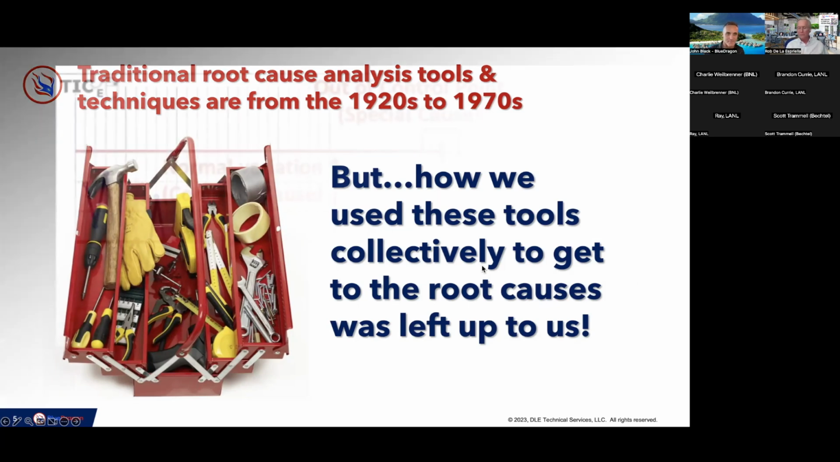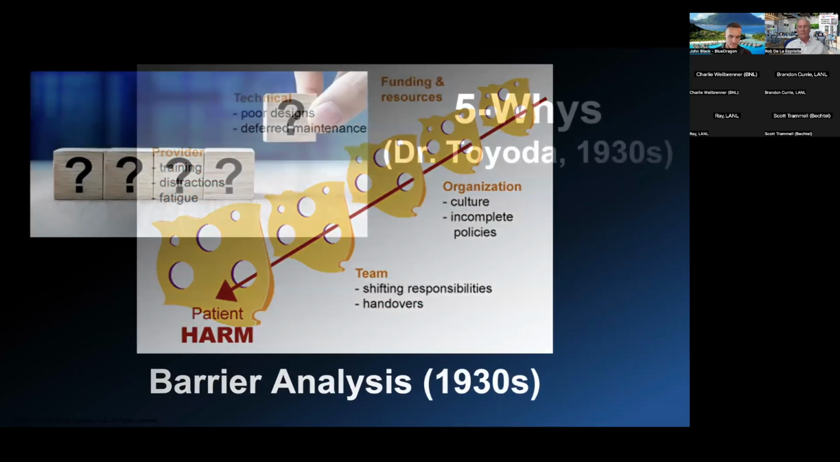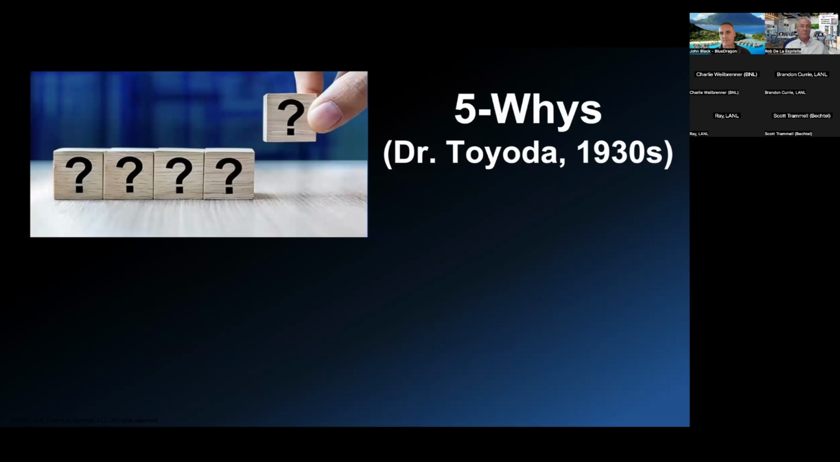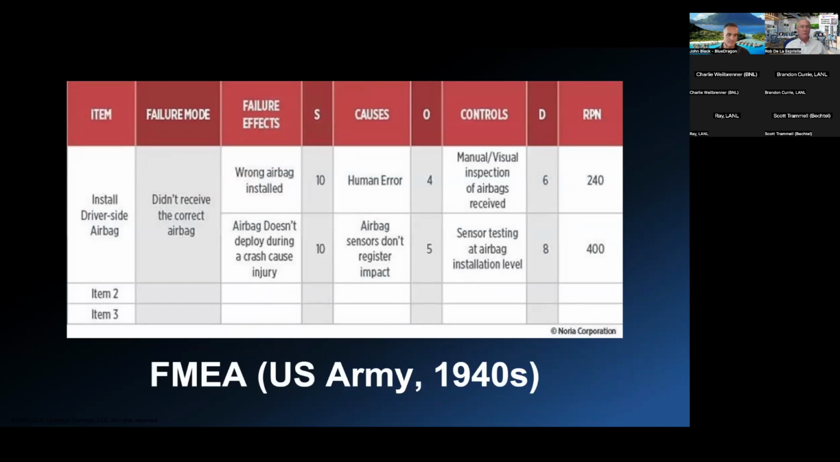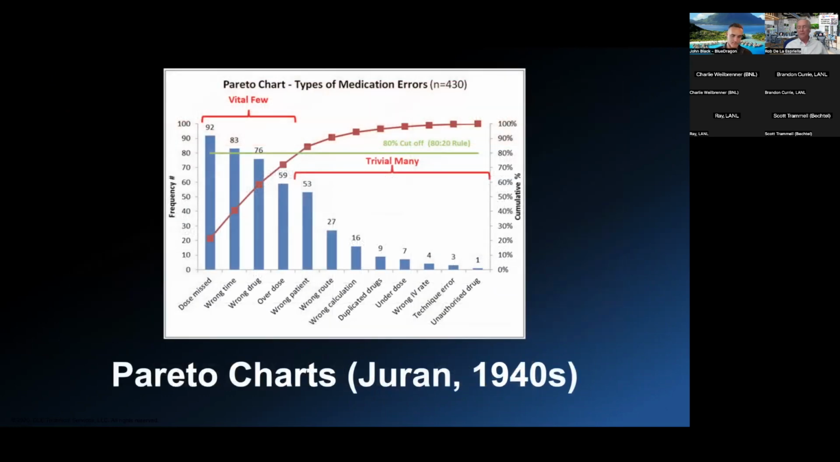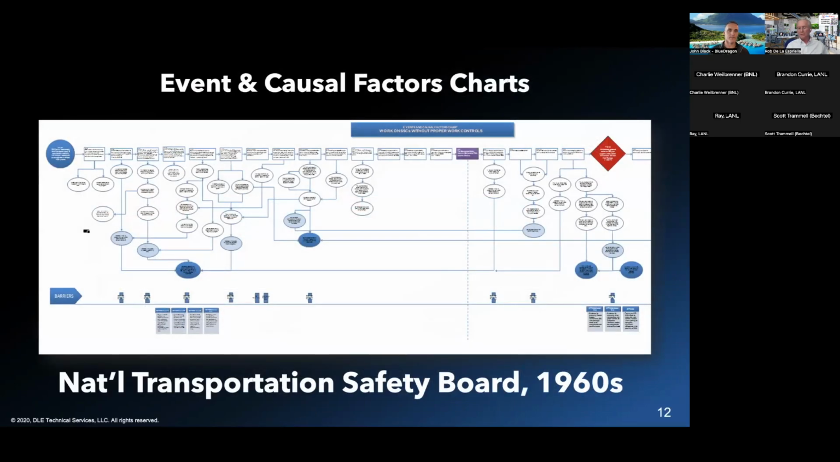And so just to pick up where we left off last time, I'll bring you up to speed again. So we've got tools dating all the way back to the 20s, control charts from the 20s, the barrier analysis, the premise for the Swiss cheese model is from the 30s, 5 whys is from the 30s, fishbone is from the 40s. So is failure modes and effect analysis, first created in the Army in the 40s. Pareto charts was sort of discovered by Juran looking into Pareto's work in the 1800s. Then we have task and change analysis in the 40s. The NTSB picked up and taught us events and causal factors charting from the 60s, which is still what they're teaching today, 60 years later.